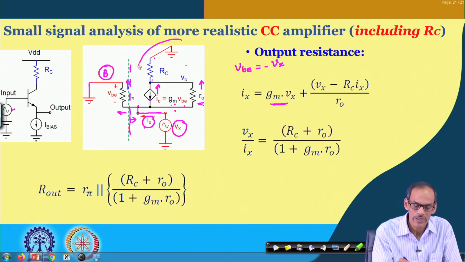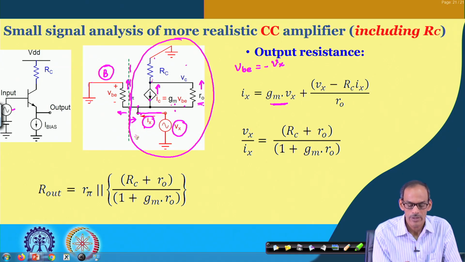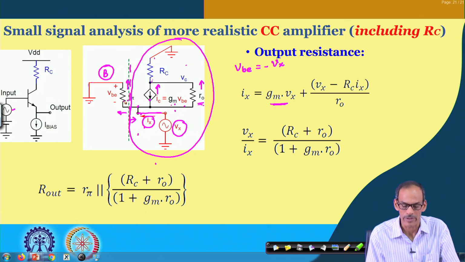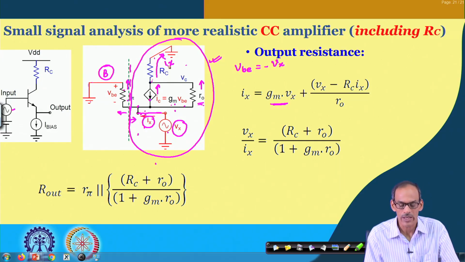Now, if I get the impedance of the rest of these things, then the total output impedance will be simply the output resistance coming from the encircled one in parallel with R pi. So, let us do this exercise considering only the encircled part. If the current flowing through this V x, without considering R pi, is I x, then this current flow is the same through this R c. So, the current flow through this R c is I x.